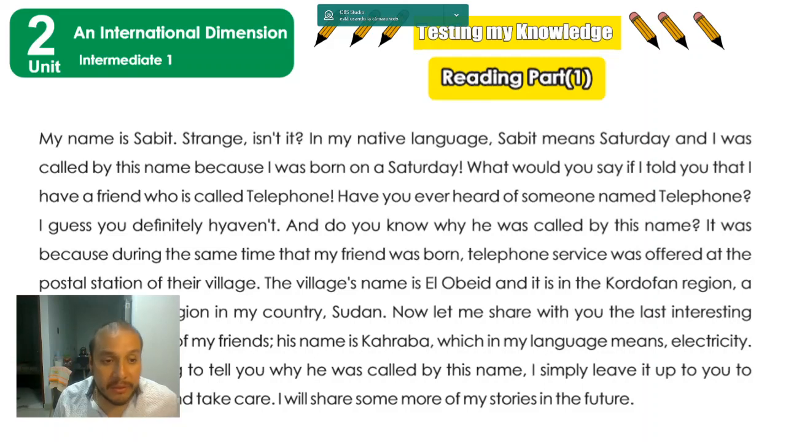So this is the story about Sabit, who has a friend whose name is Telephone. But why would their parents put Telephone as his name? Easy, because at that age the telephone was recently invented. No? And there is another friend whose name is Electricity, but they don't tell us why his name was like this, Electricity. The author led the reader to infer why that would be their name.